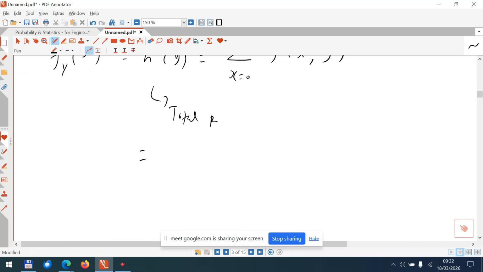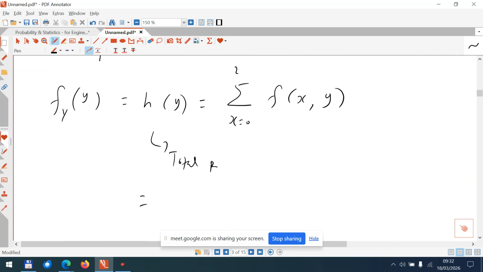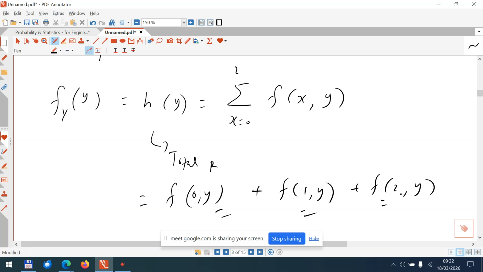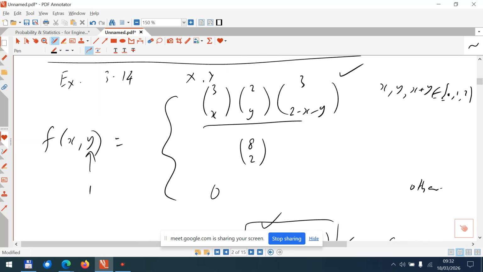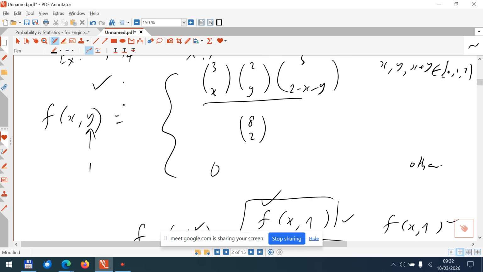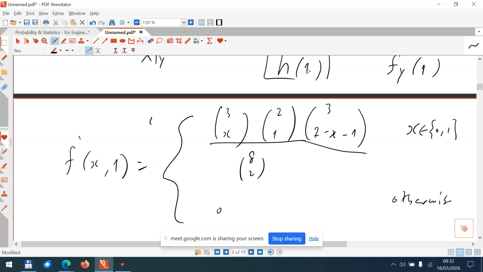You can even break it down into separate cases. It will be 0 comma y, 1 comma y, and 2 comma y. And each one of them can easily be simplified from this formula. You have to go with the original formula. You cannot use this formula.